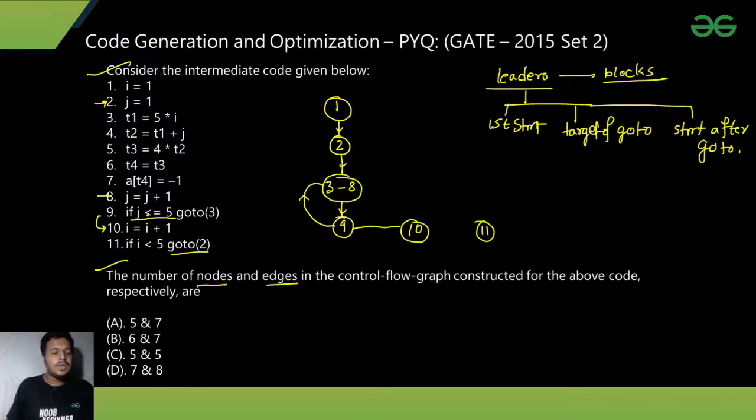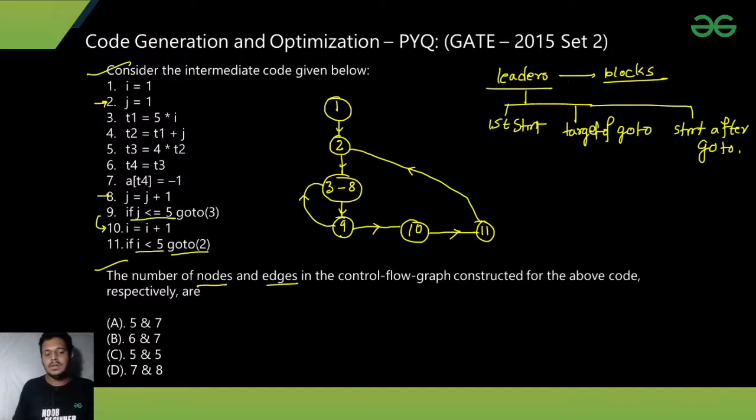If the condition is not true, then it will go to node 10, right? From node 10 to node 11 it is obvious because there is no go to statement in between. But in 11 there is a go to statement, and it depends on the condition, i less than 5, so go to 2. So from 11, if the condition gets true, it will go to node 2.